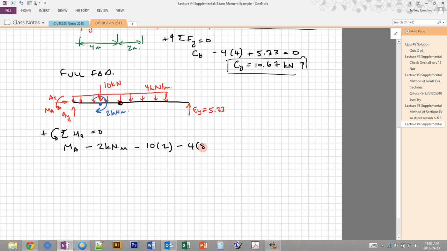We have 4 times 8, which is the length of the distribution, times 4, which is the distance to the center of that distribution. And then that's negative because it's clockwise, and then plus for this counterclockwise reaction force, 5.33 times 10 meters, which is the total length of the beam, equals 0. So we can solve for MA, which is the fixed end moment reaction, and that comes out to 96.7 kilonewton meters. And since this ended up being positive, it's in the same direction that we've drawn it, which is counterclockwise.